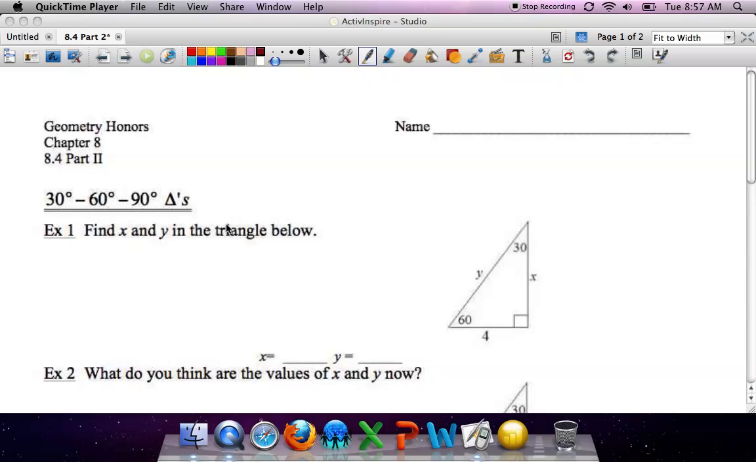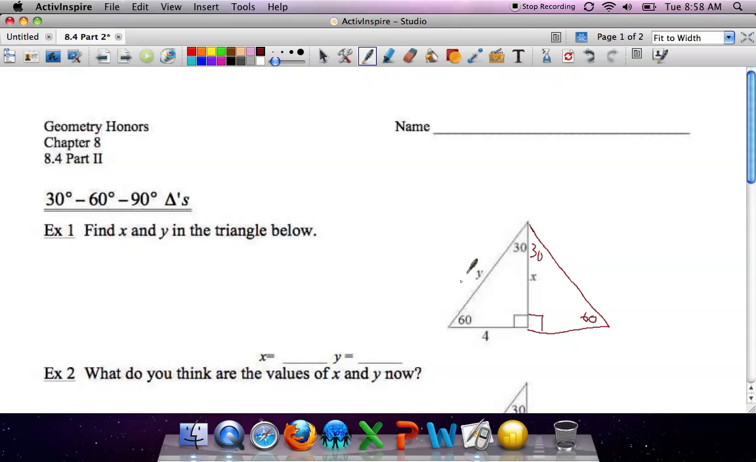Given a 30, 60, 90 right triangle and one side length, can you find all the other side lengths? Here's an example. In this triangle, if we were to finish it off by mirror imaging the triangle back over on itself and make this 60 degrees, this piece here would be a right angle. This piece here would have to be 30 degrees.